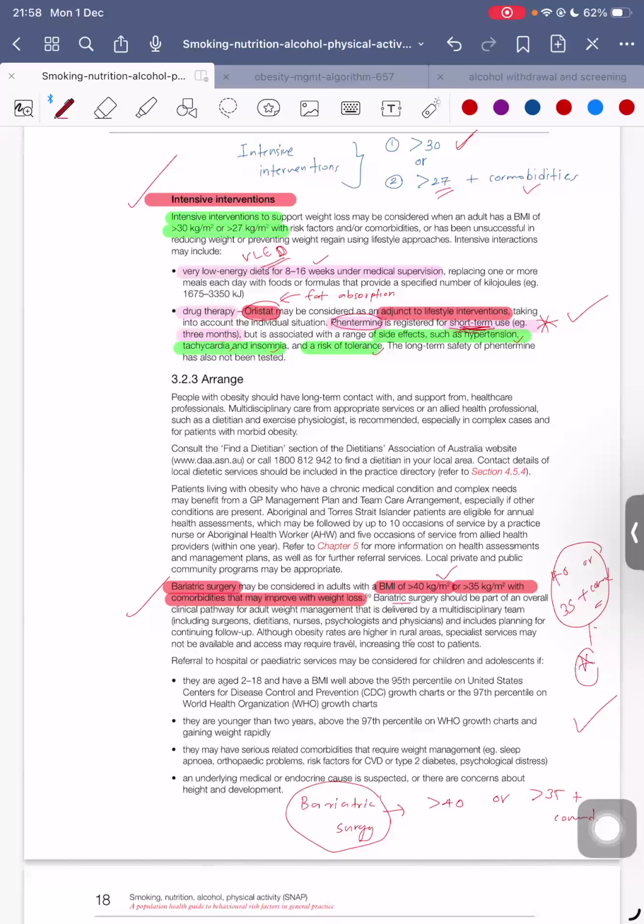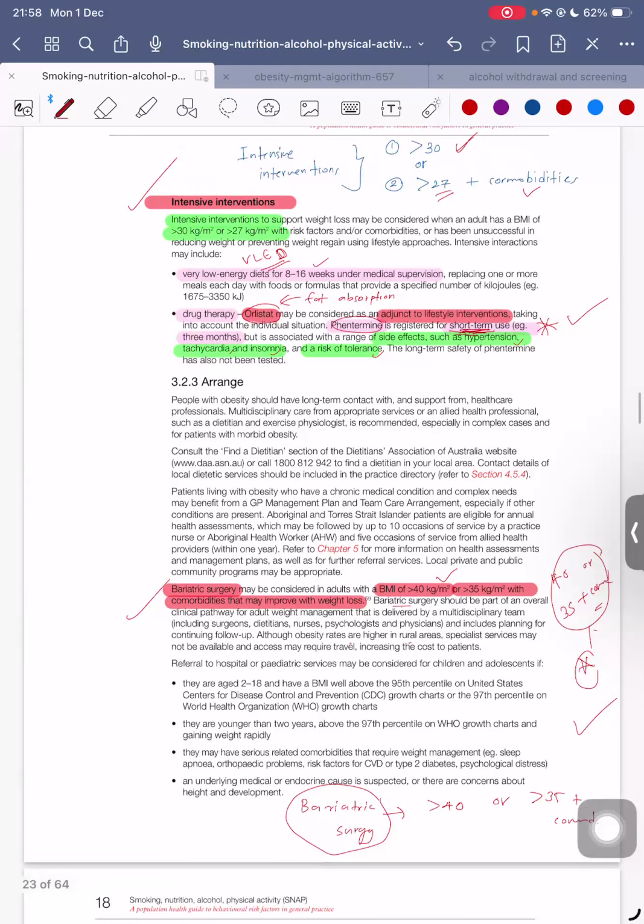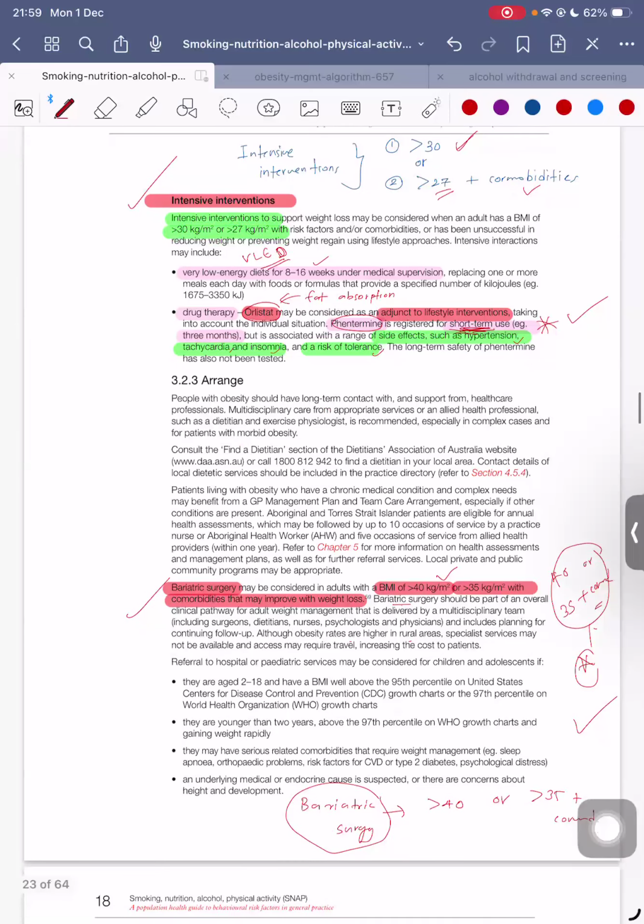Recently, for intensive intervention, BMI greater than 30 kilogram per meter squared, or BMI greater than 27 kilogram per meter squared with comorbidities. Then for bariatric surgery, BMI greater than 40 kilogram per meter squared, or BMI greater than 35 with comorbidities that may improve with weight reduction. Doctor, that's how we are treating, okay?